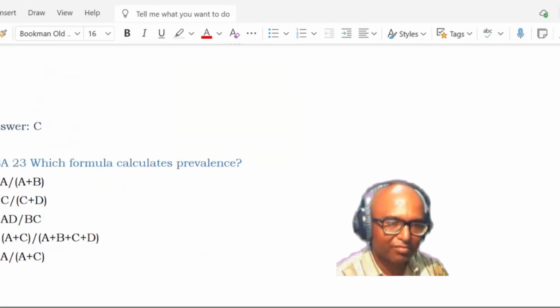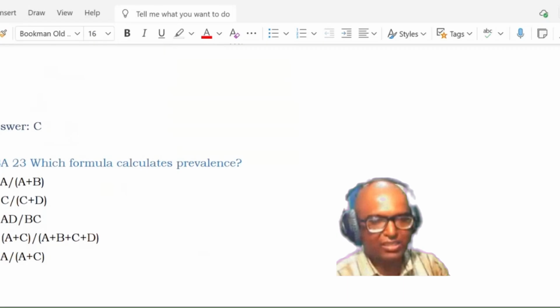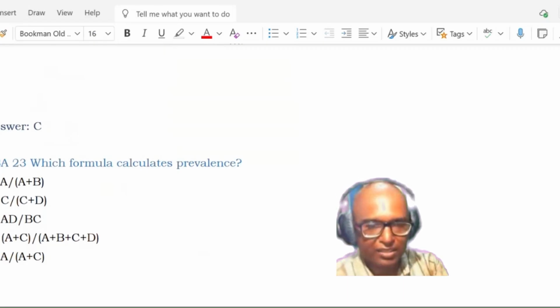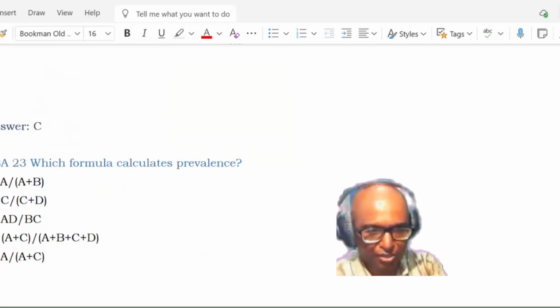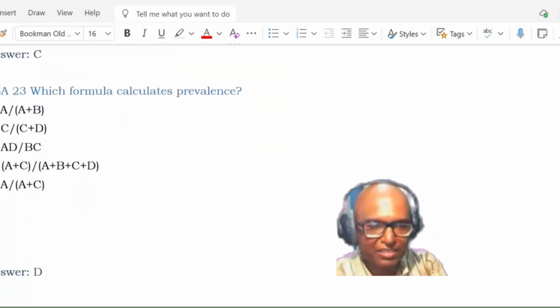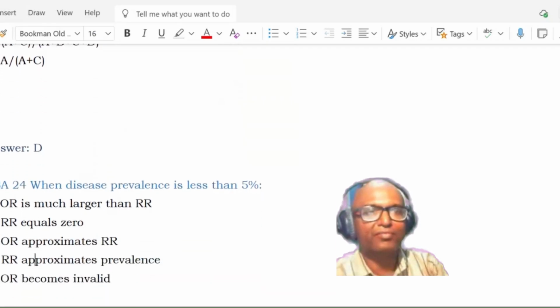Which formula calculates the prevalence? The answer is D, A plus C upon A plus B plus C plus D. Correct. It is the total disease in the total population, so total disease is A plus C. Okay, next.